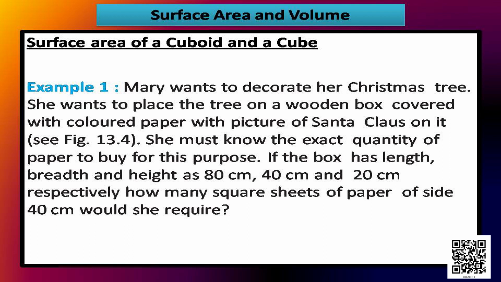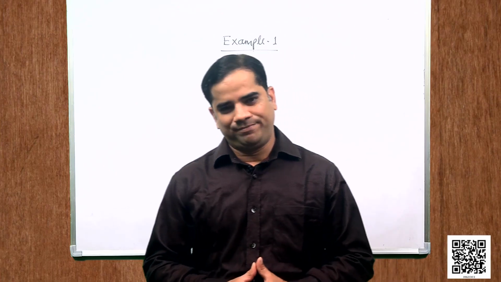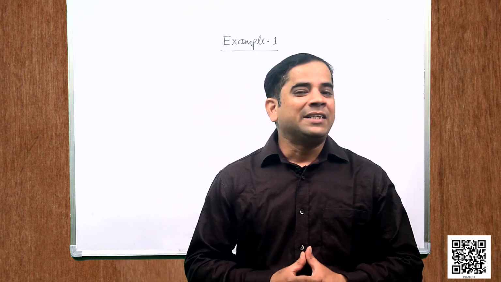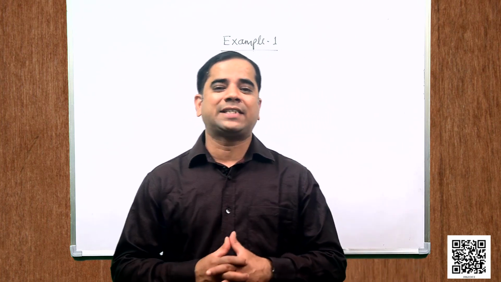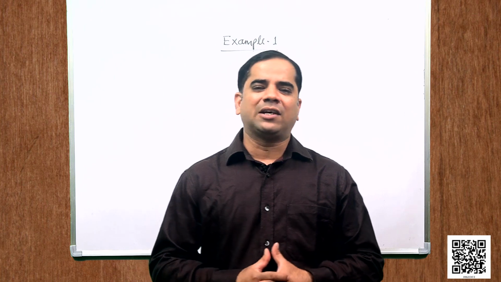She must know the exact quantity of paper to buy for this purpose. If the box has length, breadth and height as 80 cm, 40 cm and 20 cm respectively, how many square sheets of paper of side 40 cm would she require? So, students, clearly it is said that the box is a cuboid. And another thing, she is going to buy square sheets of paper of side 40 cm. So, these all are the given data.